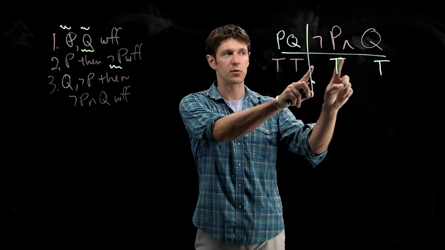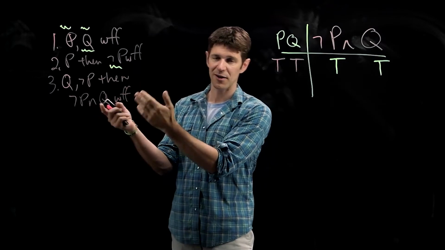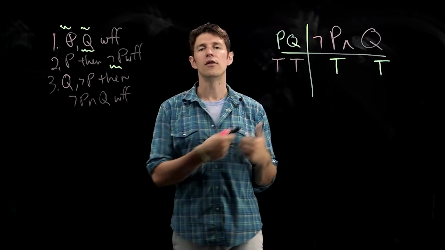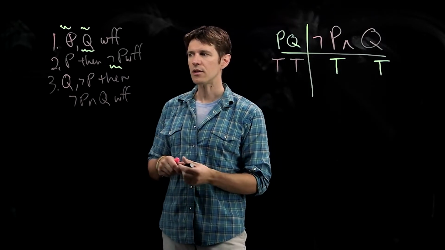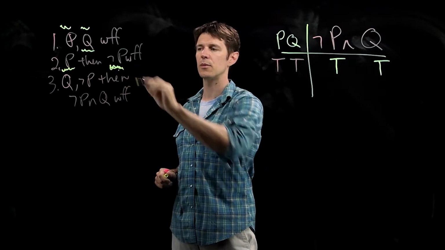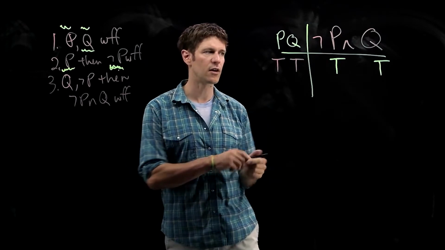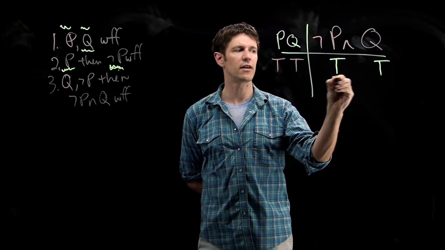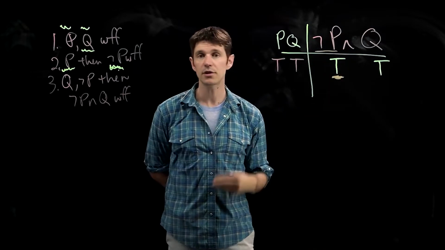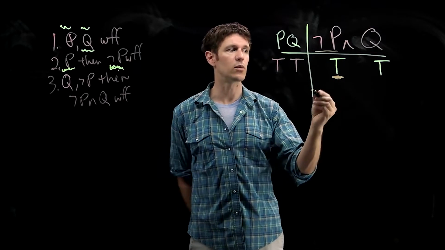So our question then was, well, what do we do next? Do we do the not P or do we do the conjunction? Well, look at our construction. Line 2 here says, if P is a well-formed formula, then not P is a well-formed formula. So what this is telling us is we're going to take the truth value of P and use it to determine the truth value of not P. So our next step here, let me use a different color, would be to take the truth value of P and use it to determine the truth value of not P. Well, if P is true, then not P will be false.